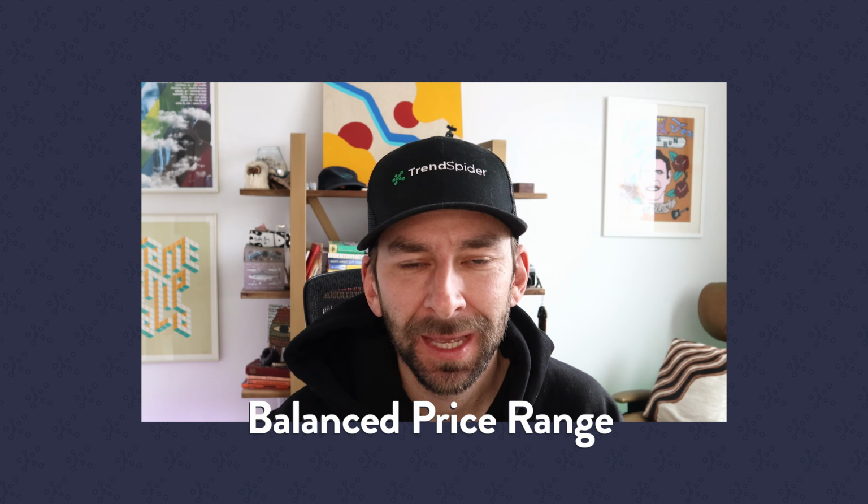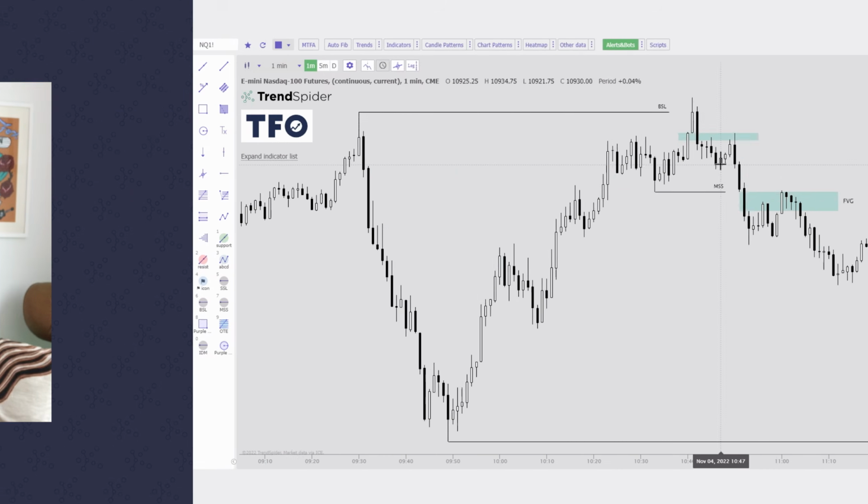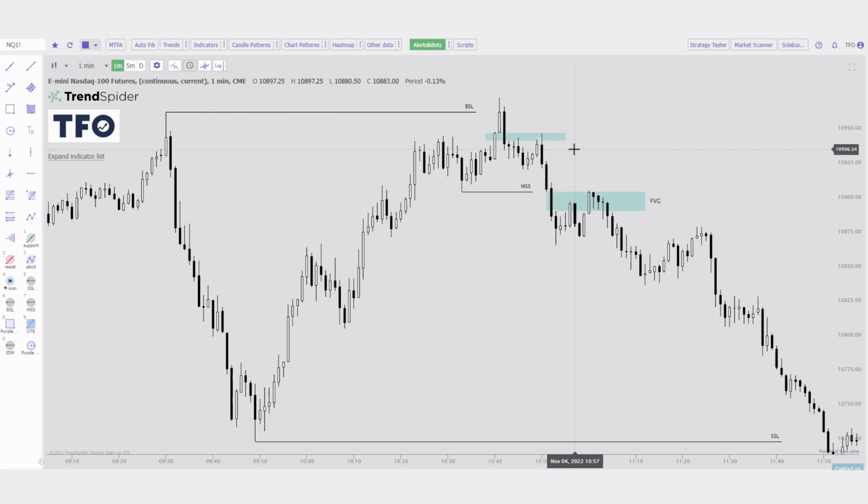One final interesting concept found within the ICT Trading Methodology is the idea of a balanced price range. Here's TFO with an explanation. Okay, so this idea of a balanced price range is another kind of accessory tool to have to all this market structure and fair value gap stuff.